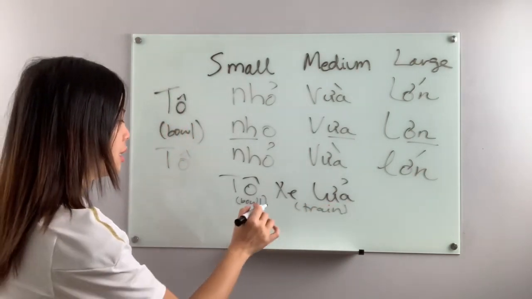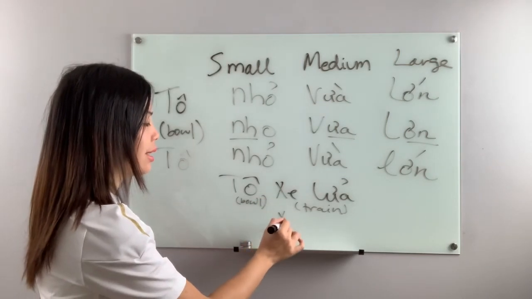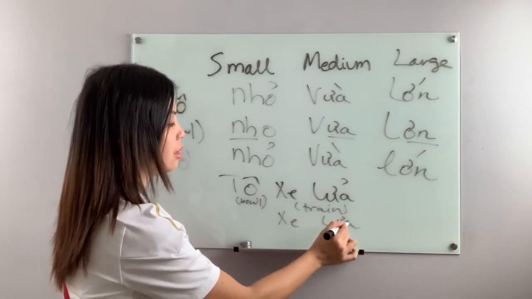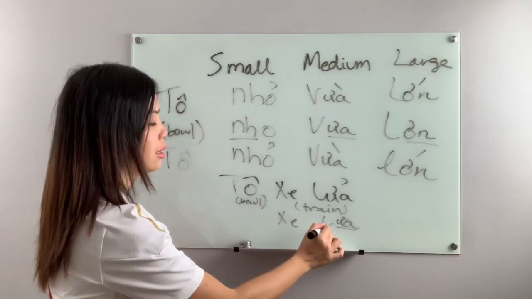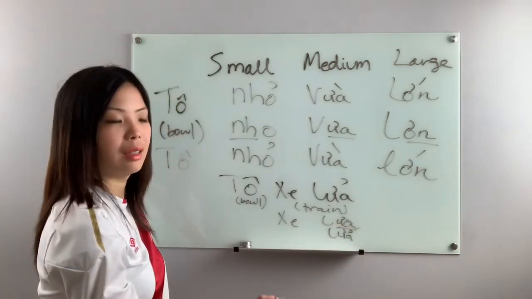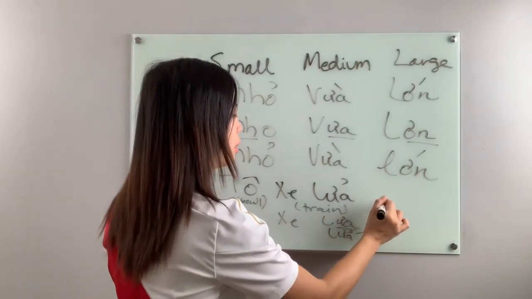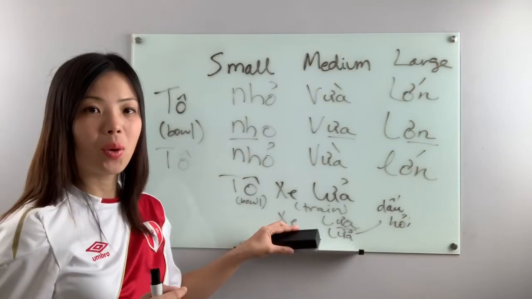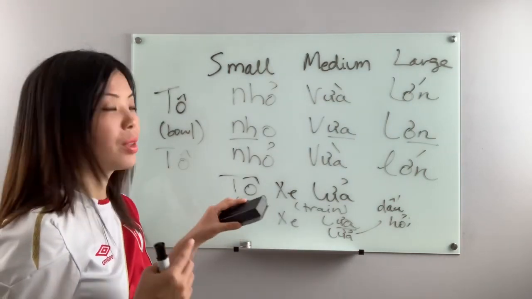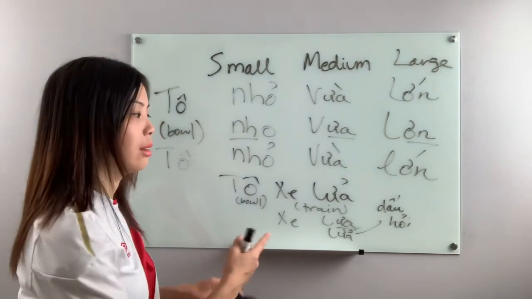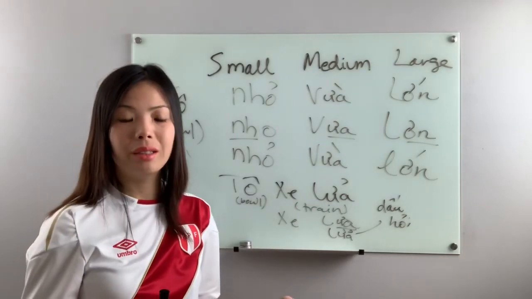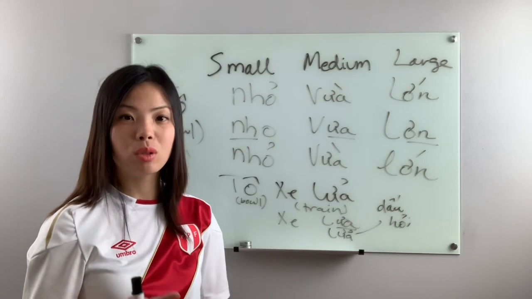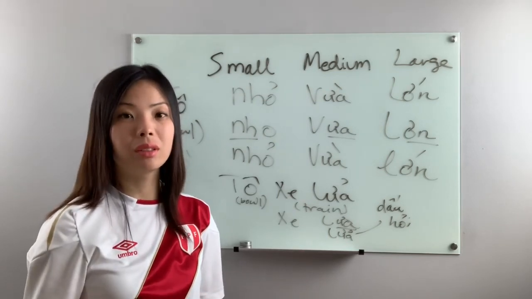Tô xe lửa. And this is dấu hỏi. Tô xe lửa. It is the largest size of the pho that they have at their restaurants, and it is the extra large size. Tô xe lửa, usually it is very big. It's like a gigantic bowl. Depending on the restaurant, the bowl is a little bit bigger or much bigger compared to some.